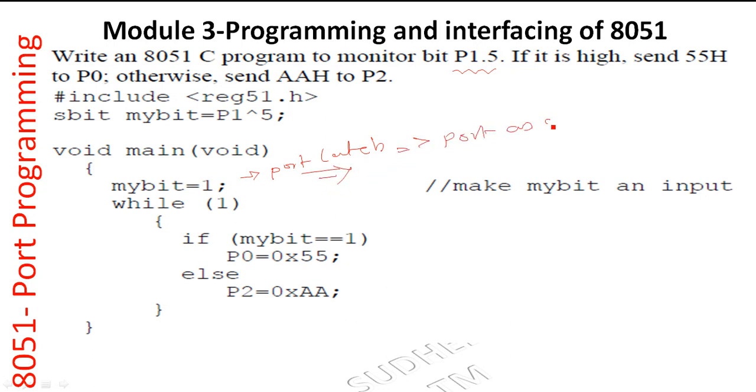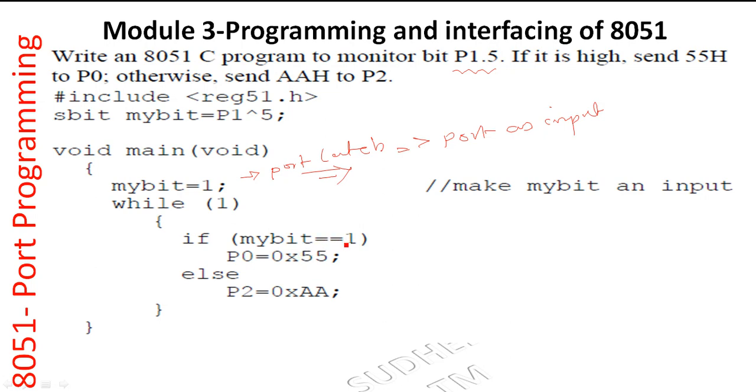Writing 1 to the latch makes the port an input. Then at 1.5 we can apply some switch. By switching on, some 5 volts will come here. Then the microcontroller will read the data. While reading, the microcontroller reads from the port pin. While writing, the microcontroller writes to the port latch. The two are different in the port structure.